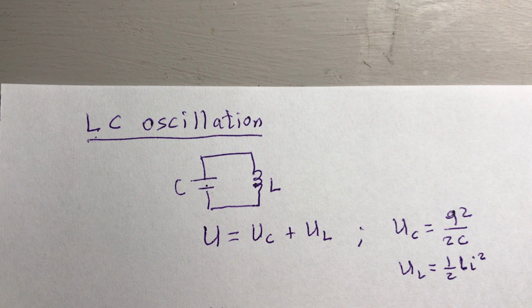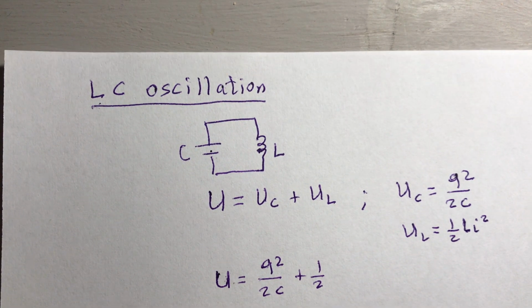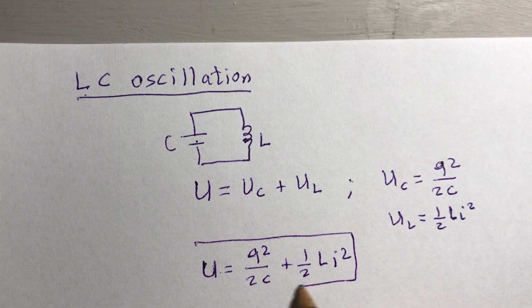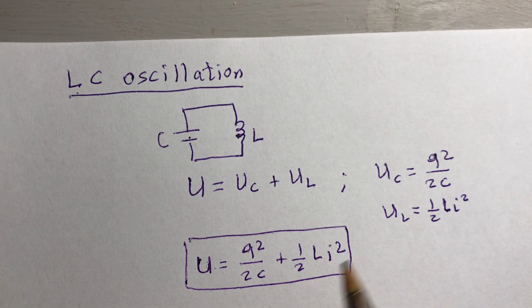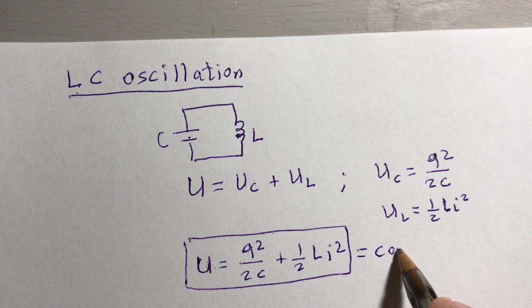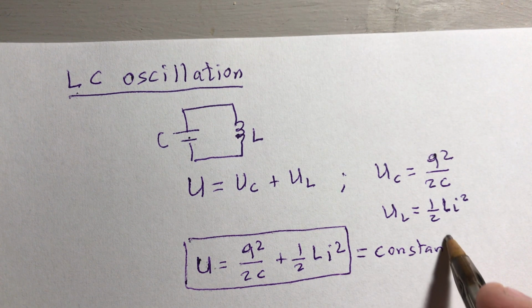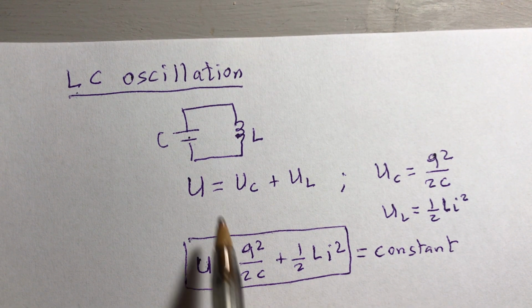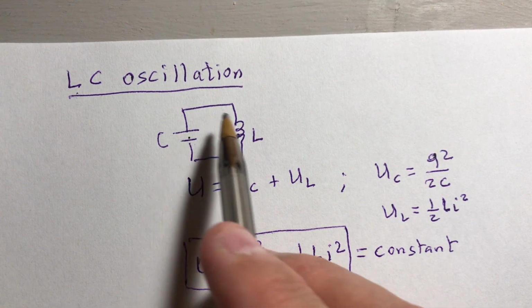So I put U is equal to Q squared over 2C plus 1/2, let me go up here, I'm sorry, 1/2 Li squared. This is the energy stored in the system. This energy is constant. I put here constant. We assume we don't have any energy loss, so the energy is constant. Okay? Like a perfect oscillator, we don't lose any energy.